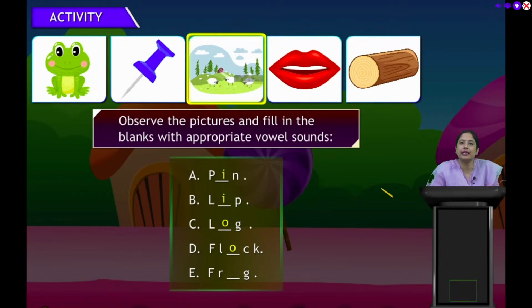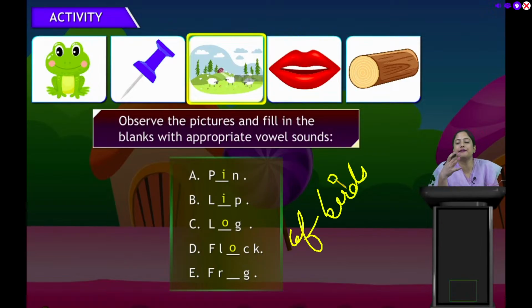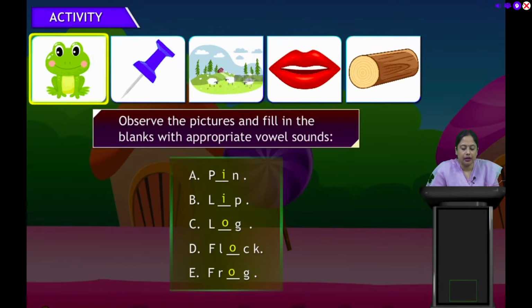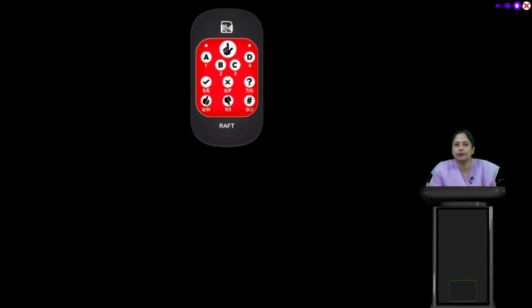Now what is flock? It's a collective noun. We say flock of birds, a group of birds flying together, just like we say a pride of lions, a herd of deer, a bunch of grapes, a team of people. So this is a collective noun. The fifth one is F-R-O-G, frog. Is it short or long? It's again the short vowel sound.